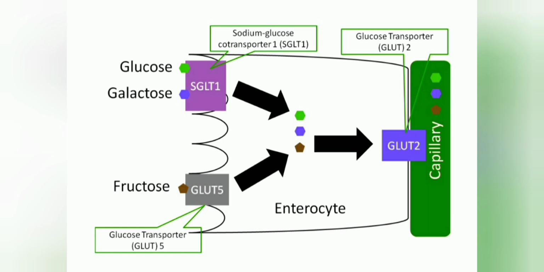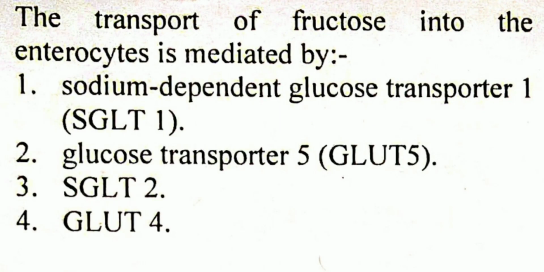Now, glucose, fructose and galactose are transported out of the enterocytes into the capillary, that is when the capillary is absorbing it. It happens through GLUT2. So our correct option is option number 2, glucose transporter 5 or GLUT5.